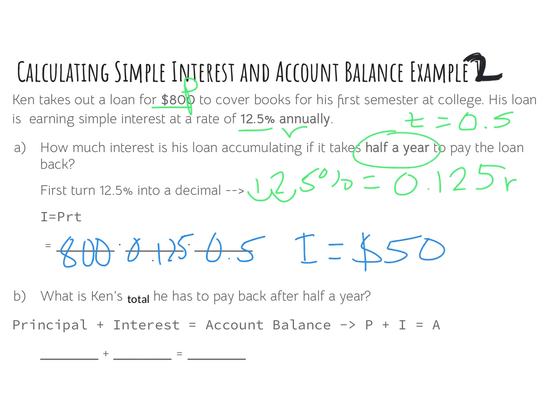Our next question asks, what is Ken's total he has to pay back after half a year? So there's my principal of $800, the $50 he earned in interest. I'm going to add those together, and I'm going to get a total account balance, or total payback balance, of $850.